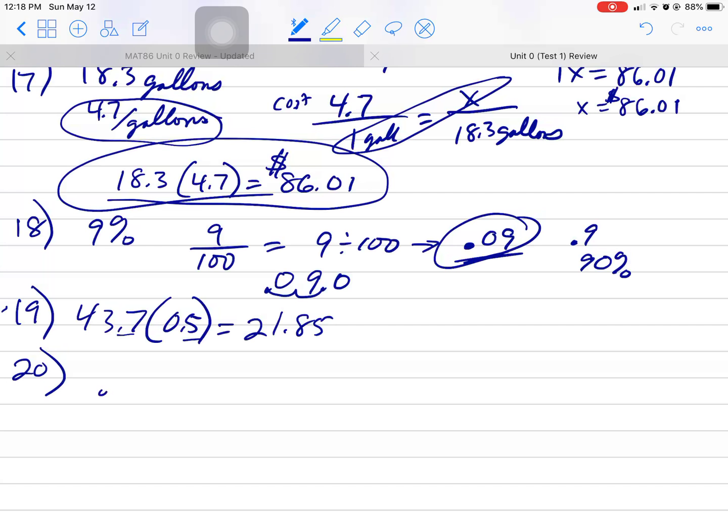20, write 0.6 as a fraction in its simplest form. Well, what place value is this? This is the tenths place, right? 0.60 is the same thing as 0.6, that's 60 over 100. They're equivalent things. Not trying to be confusing. I'm just saying that's equivalent. What are all these reduced to?